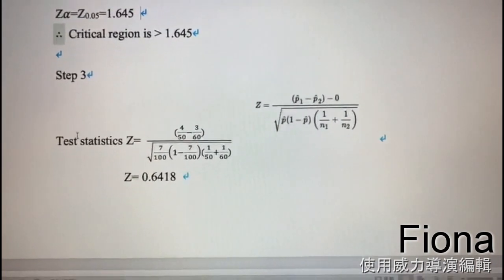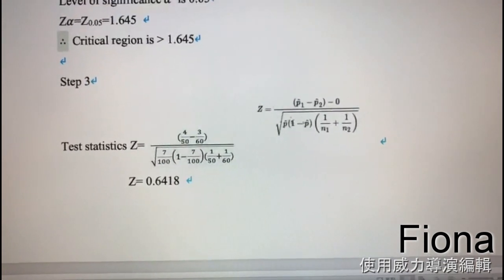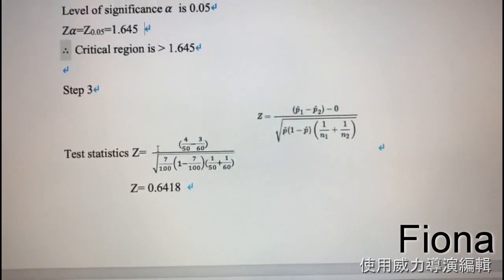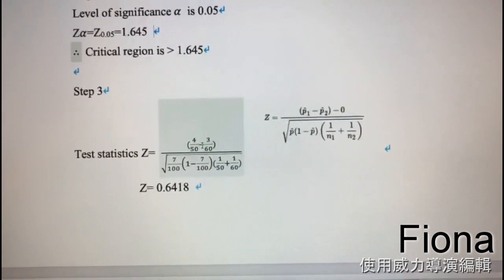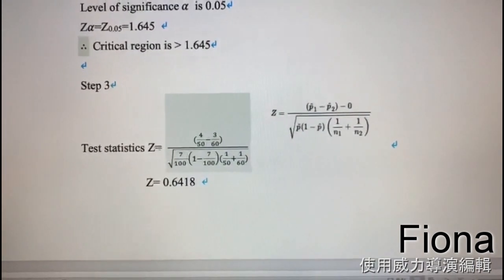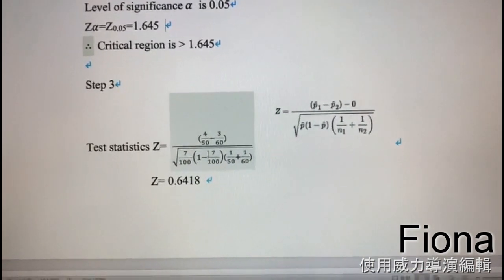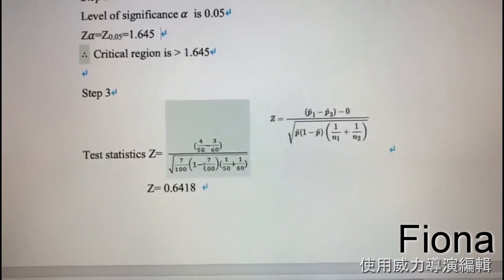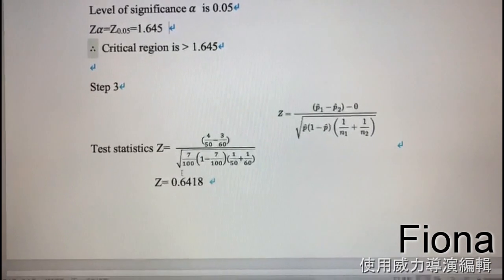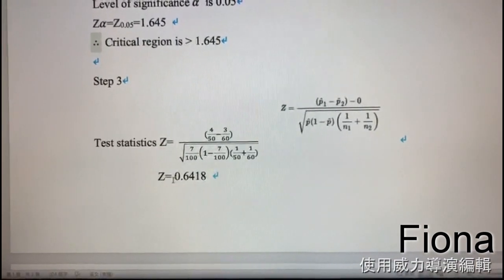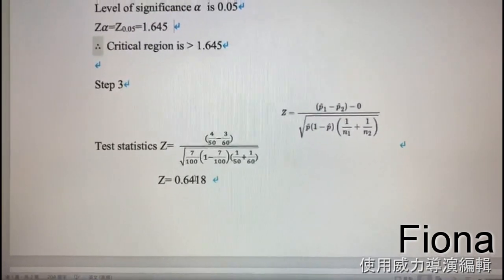In step 3, we carry out the test statistic Z. From the formula on the right, we can calculate the Z, which is 4 over 15 minus 3 over 16, divided by the square root of 7 over 110 times 1 minus 7 over 110 times 1 over 15 plus 1 over 16. After the calculation, we found that Z is equal to 0.6418.